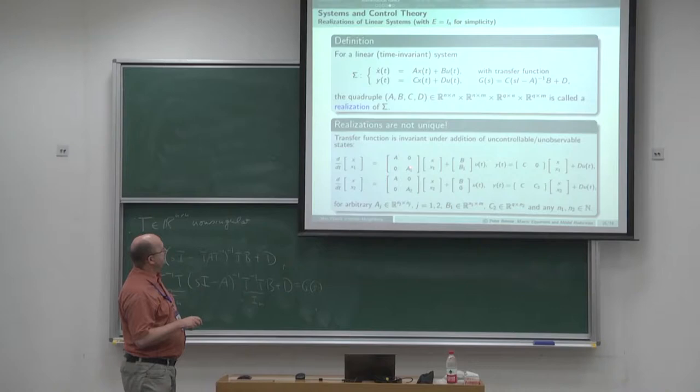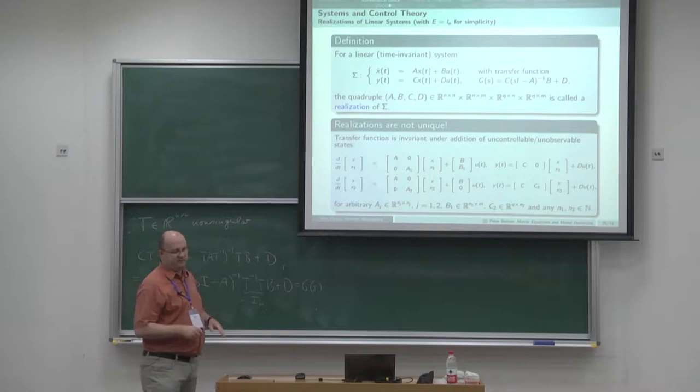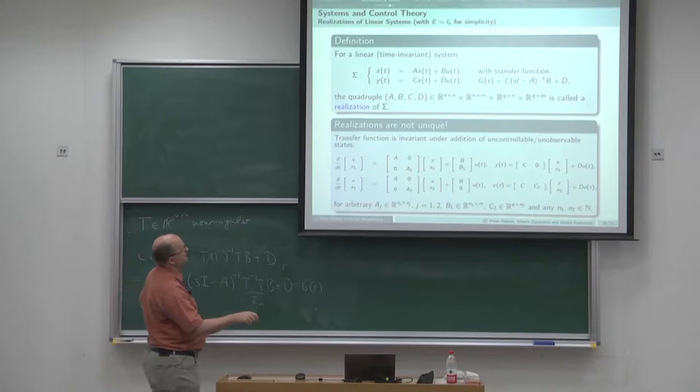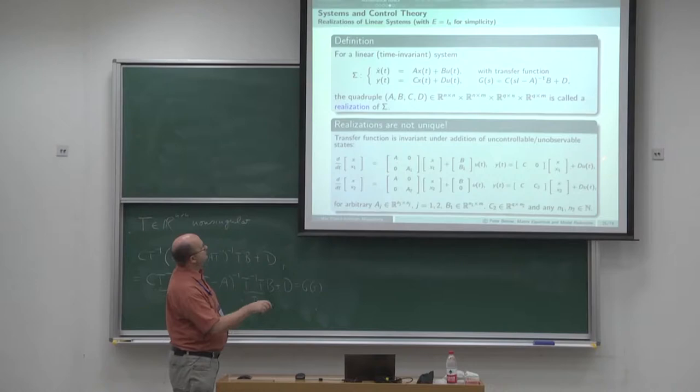I gave you only a very simple way to do it, but there are other ways. You add new states x1 of arbitrary size, say n1, could be even larger than n or whatever. You add b1 here, and then the only thing you have to observe in this situation, you add the 0 here. And if you calculate the transfer function of that system, or of that differential equation with output equation, you end up again with the same transfer function as before.